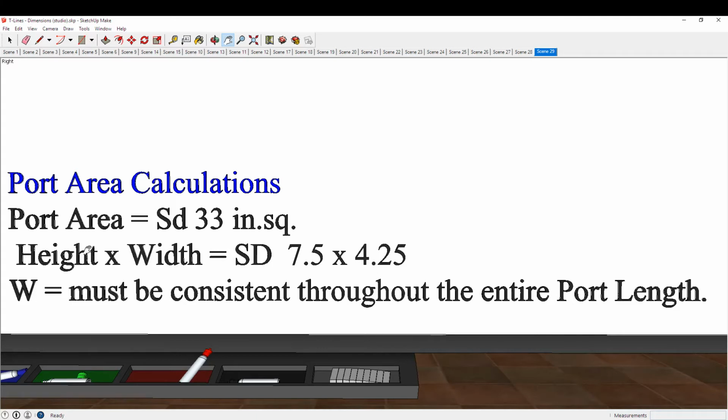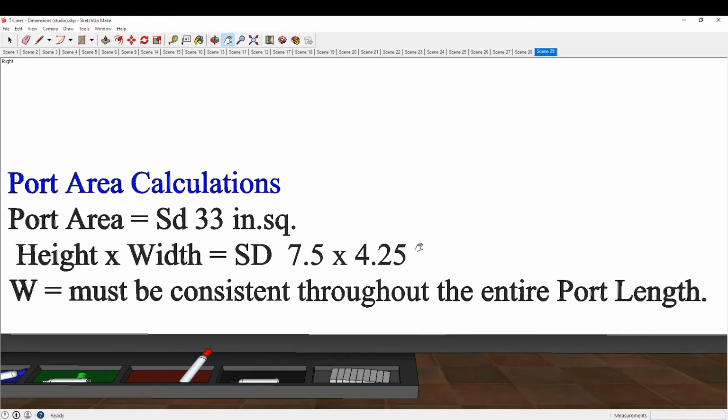So I'm going to take that cutout and say, what number can I multiply by the cutout diameter of the woofer that I'm using? And 4.25 actually gives me 33 square inches. So my port area calculation is going to be 7.5 times 4.25 inches, and that's going to give me 33 square inches. And just keep in mind that the width of the transmission line has to stay consistent throughout the entire port length, which is 114 inches.